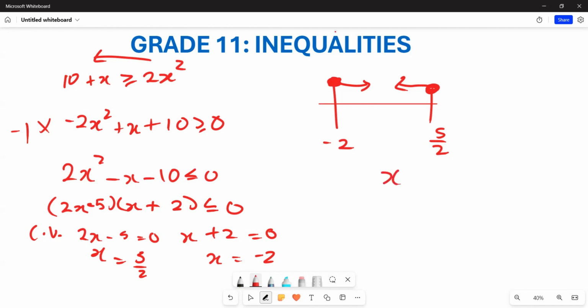So from here your x is going to be in between negative 2 and also your 5/2, right? Basically, this is how you do these types of questions. Hopefully, this makes sense to you, and hopefully I've done enough questions so that you can follow on these things. Thank you very much.